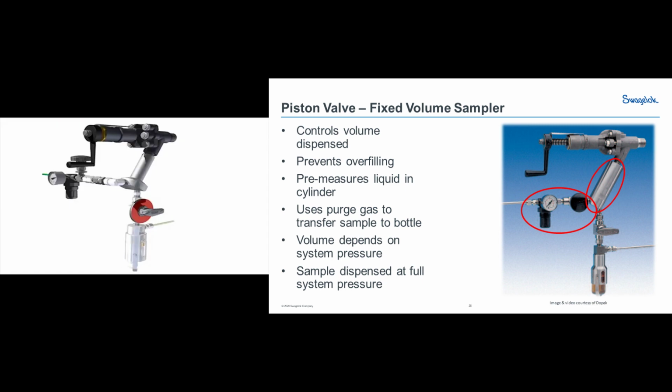Here you can see the sampling apparatus. Note that below the piston valve you have a small chamber. As we open the piston valve, that chamber fills up with liquid, enabling us to pre-measure out a certain amount of liquid. After the chamber is full, we can close the piston valve and turn on our purge gas. The purge gas will then transfer the sample from the chamber into our sample bottle. Once the sample bottle is full, we can go ahead and close the valve, take our bottle out, and take it off to the lab.